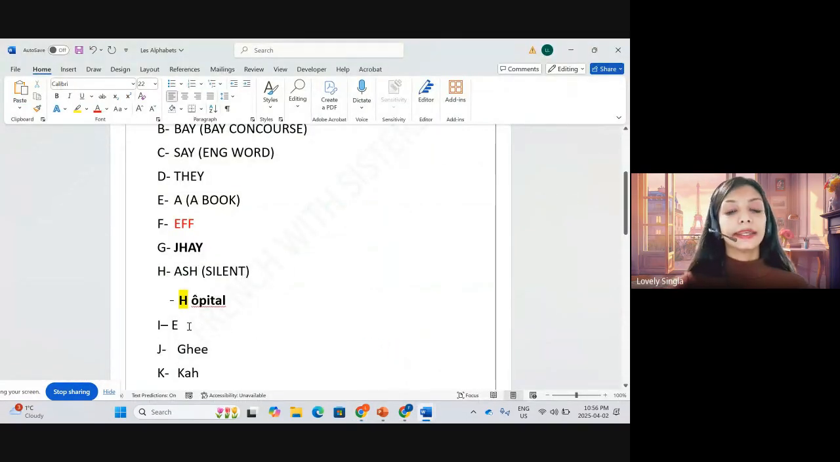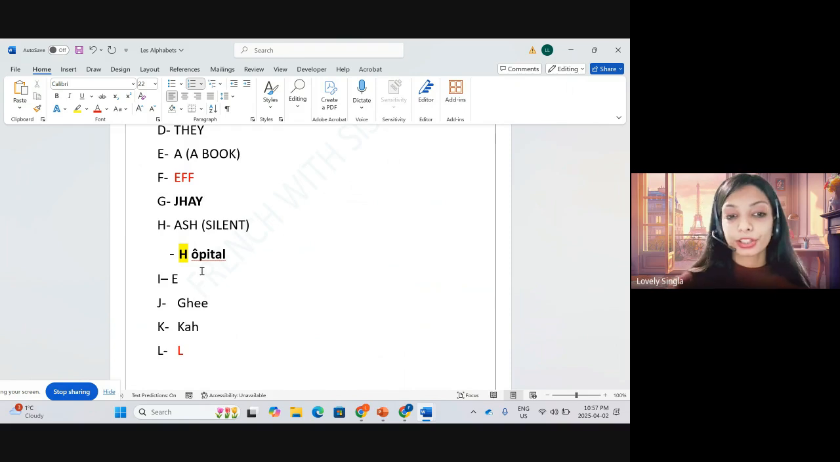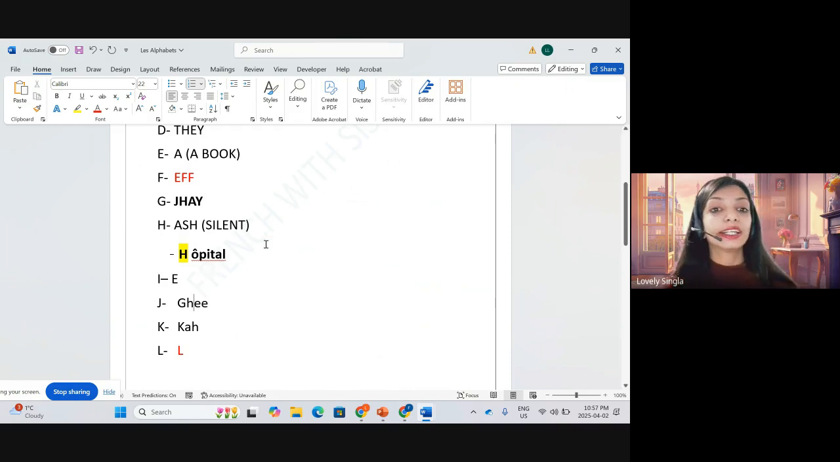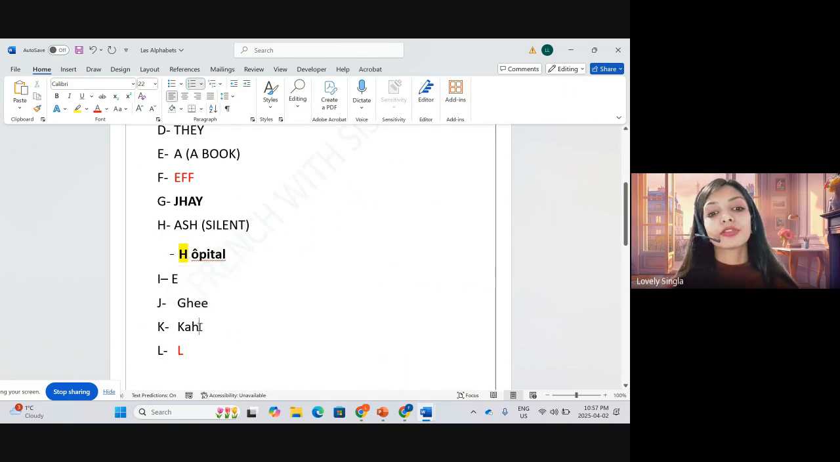So, I is E, H is I, J is G. Now, if you notice, G was pronounced as J and J is pronounced as G. Why? Because their pronunciations are similar to that of English, but they are swapped. So when it comes to French, you swap the pronunciation of G and J. G is J, J is G. Unlike in English, where G is G and J is J. Then we have K, which is Ka, Ka.